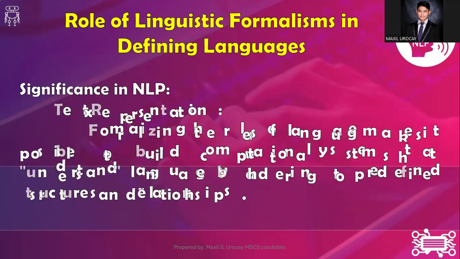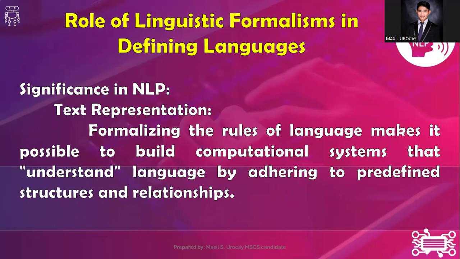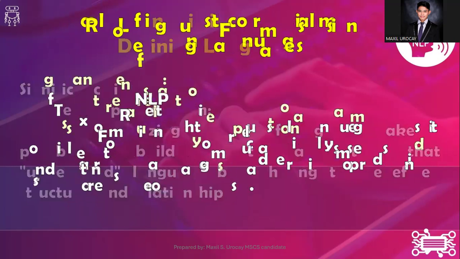So the significance in terms of text representation: formalizing the structures of language makes it possible to build computational systems that understand language by adhering to predefined structures and relationships. Formalizing the rules of language enables computational systems to understand language. By adhering to predefined structures and relationships, these systems can process and analyze it effectively for various tasks like parsing, translation, and sentiment analysis.